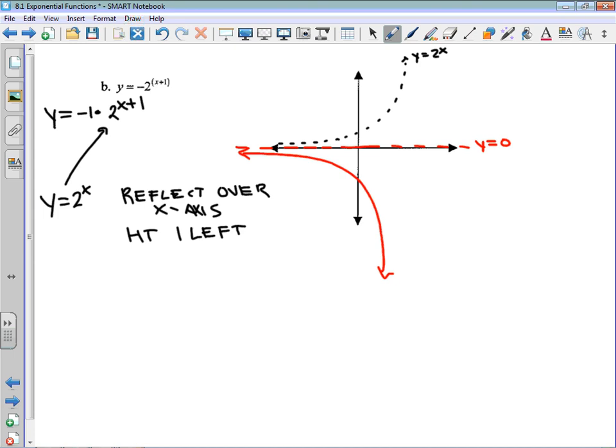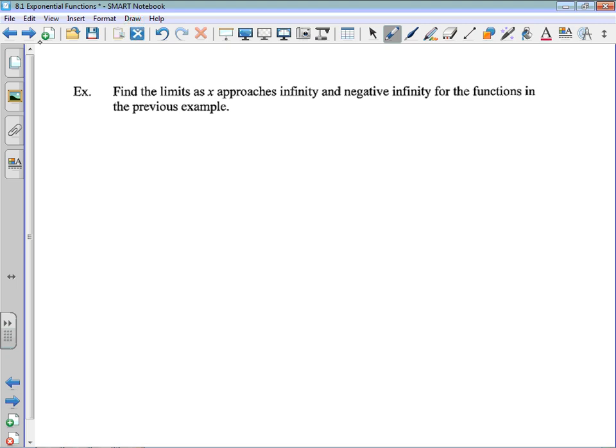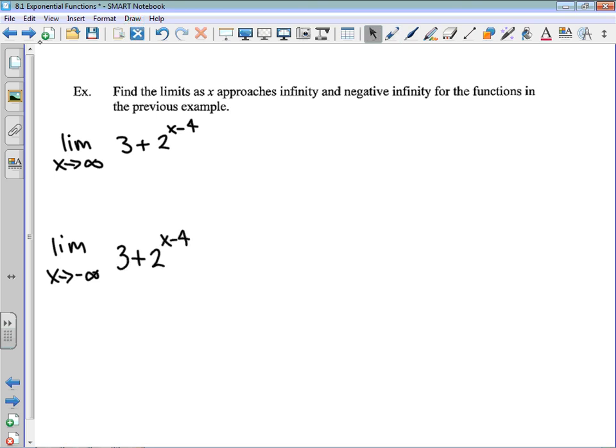But we can use that information to talk about what happens as x goes to infinity. So I'm going to write this out, that we're going to look at the limit as x approaches infinity of the first function. So that's 3 plus 2 to the power of x minus 4. And then we're going to look at the limit as x approaches negative infinity for that function. Again, 3 plus 2 to the power of x minus 4. On the other side, I'm going to do it in a different color, is we're going to look at the limit as x approaches infinity of negative 1 times 2 to the power of x plus 1. And then the limit as x approaches negative infinity of negative 1 times 2 to the power of x plus 1.